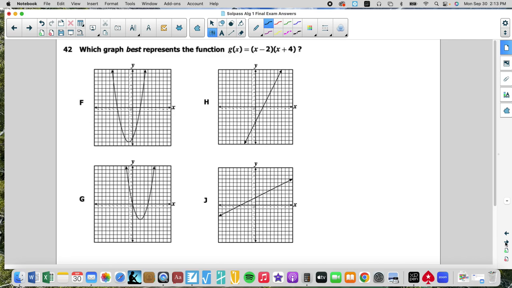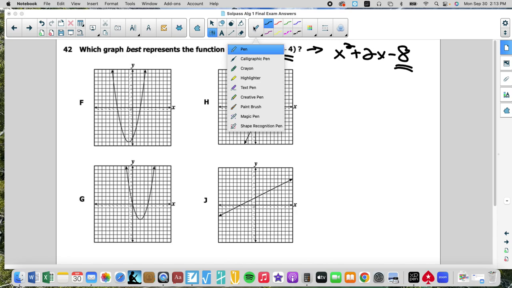Which graph best represents the function? This is a parabola, I know, because this is going to be x squared plus 2x minus 8. If I multiply these two binomials, I get this. It's going to have a y-intercept of -8. Boom.